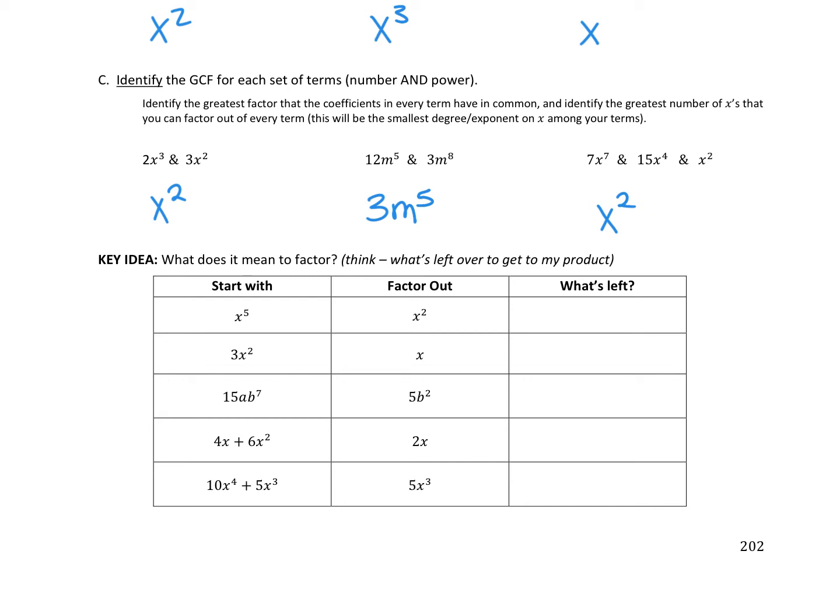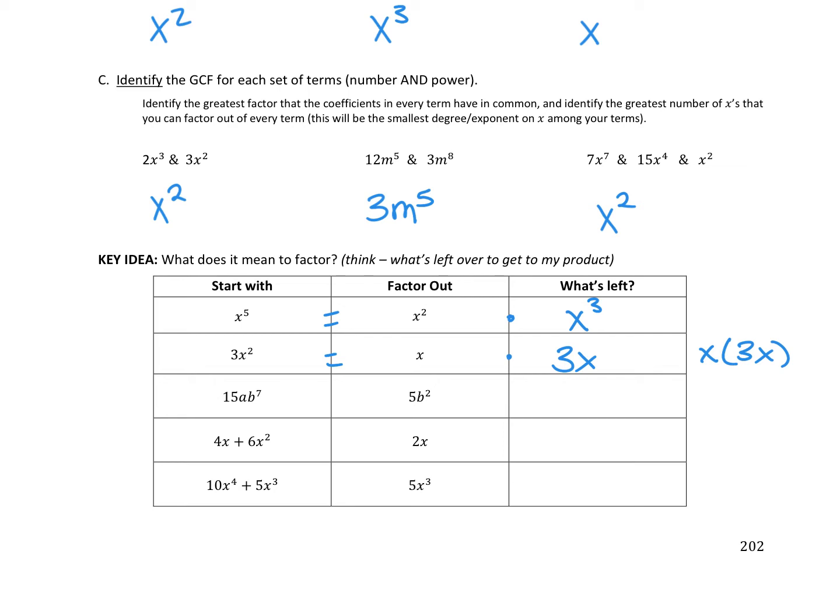Now, what does it mean to factor? Factoring out basically means undoing distributive property or undoing multiplication. So if we factored out x squared from x to the fifth, we would get x to the third, because together these multiply back to x to the fifth. If we were to factor out or take out an x from 3x squared, in other words, 3x squared is the same thing as x times what, we would know that we need a 3x in here. So 3x times x is 3x to the third.